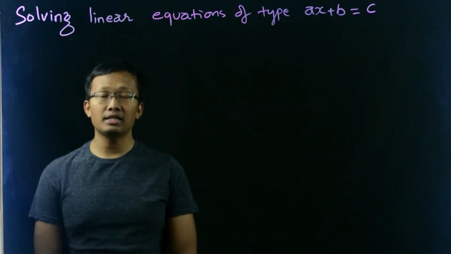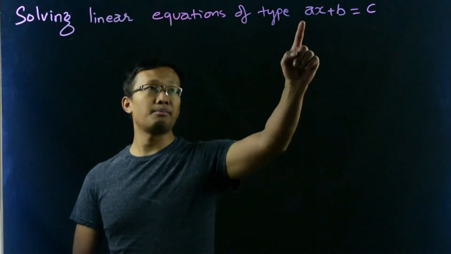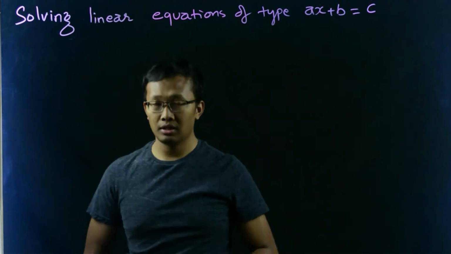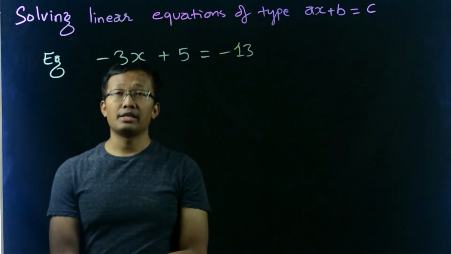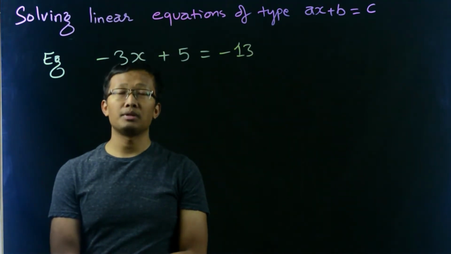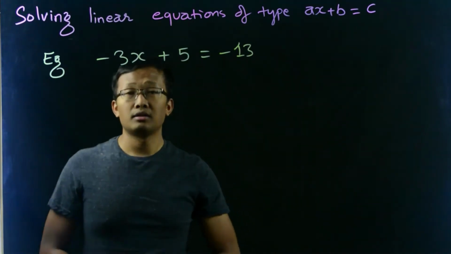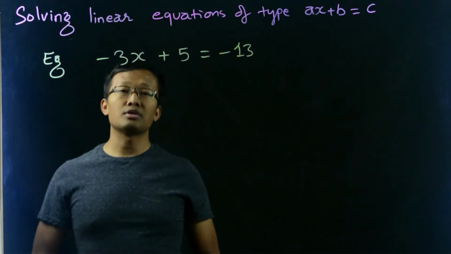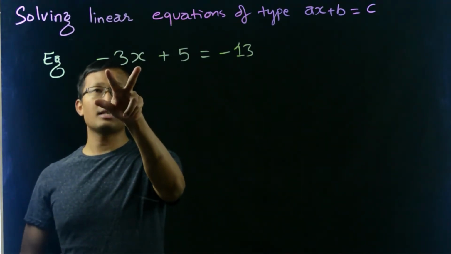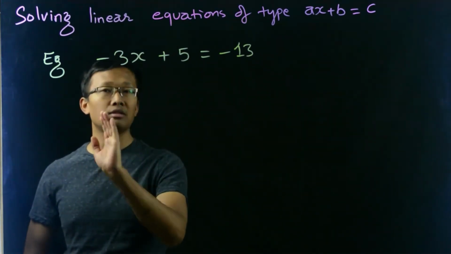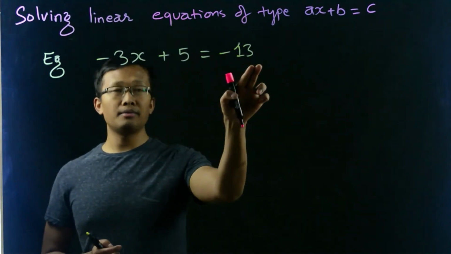Using our previous ideas, we now should be able to solve equations of type ax + b = c. Let's see how we do it. Let's consider the equation -3x + 5 = -13. Here, our first step to solve this equation would be to make this expression involving x all alone by itself on the left hand side. So we add negative 5 to both sides.